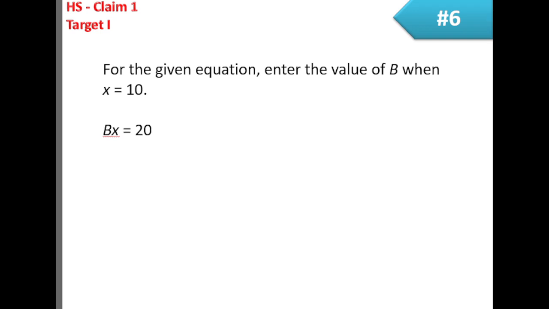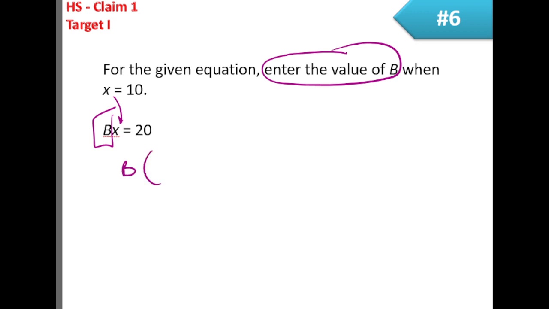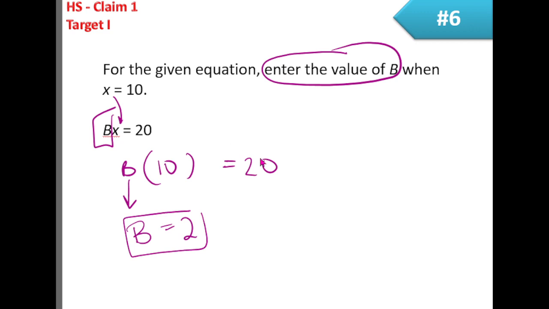Okay, now this one, I don't know why some of you guys get confused here. Or you're just not reading the instructions. Enter the value of b. So we are looking for b. We are isolating b when x equals 10. So b, instead of x now, I'm going to multiply it by 10 equals 20. Just by thinking, you don't even have to do inverse here. What should b be? If I multiply it by 10, it's 20. So b equals 2. Okay, next.